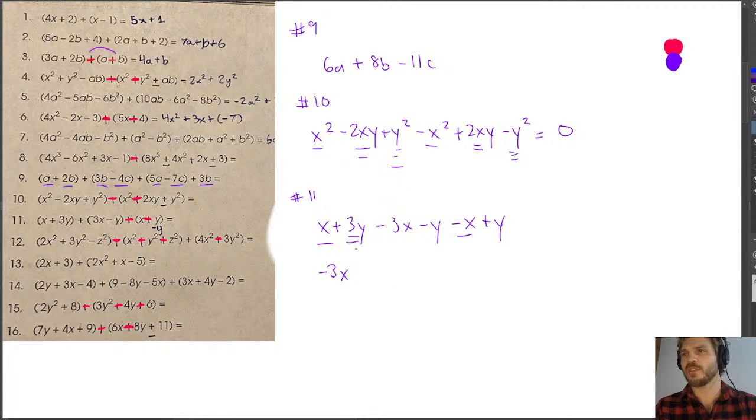Okay, now we've got 3y, let me underline that so I don't count it again. 3y, negative y, positive y. Same situation here. I've got a negative y and a positive y. They just cancel each other. I don't even need to take away one and then add it back. It's just plus 3y. Alright, so that's our answer there.